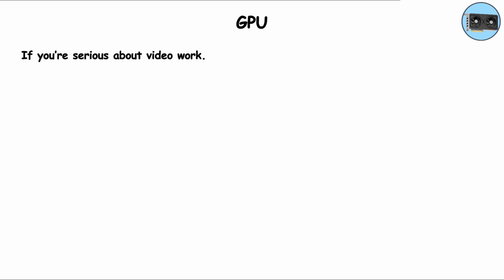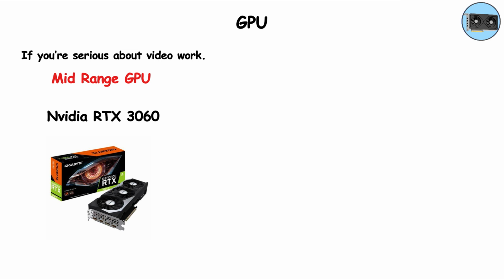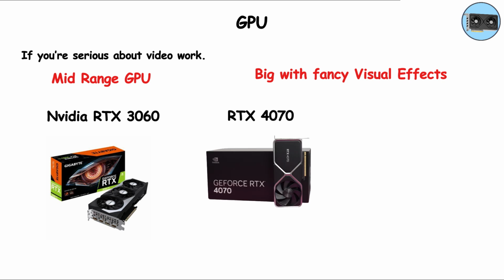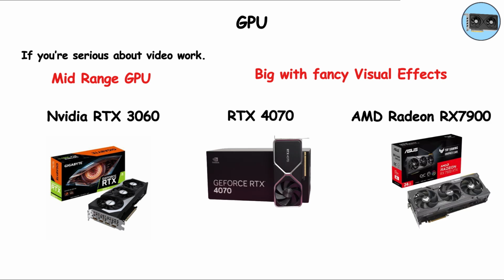If you're serious about video work, a mid-range GPU like the NVIDIA RTX 3060 will do just fine. But if you want to go big with fancy visual effects, consider the RTX 4070 or AMD Radeon RX 7900. Expect to pay around $300 to $450 for mid-range GPUs. But high-end models will easily run you $700 to $1,200 plus.